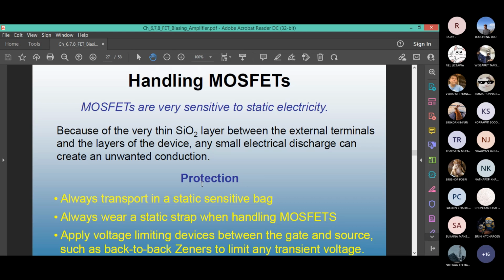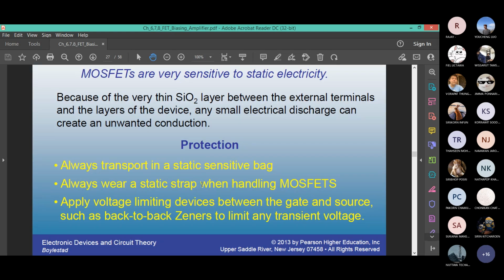So always transport in a special bag known as a static sensitive bag. There's a static strap which you can wrap around your hand if you are handling MOSFETs. You can apply voltage limiter devices between gate and source so that any voltage passing through is below a dangerous level.